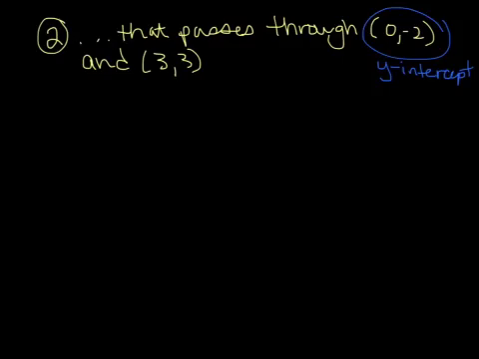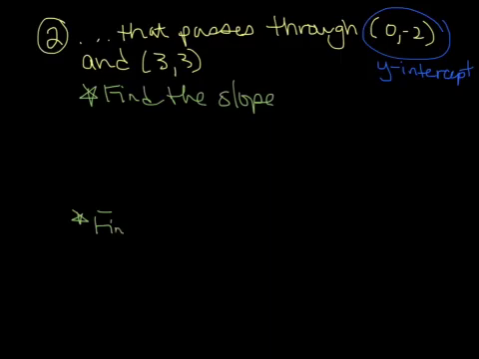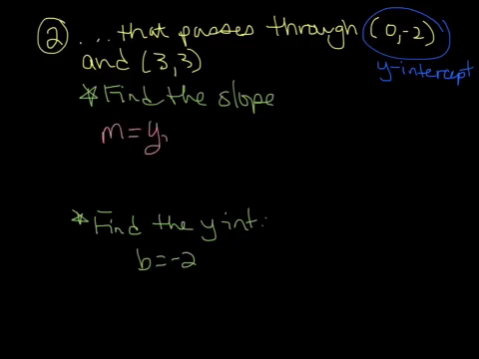We do, however, have to find the slope. So that's always going to be our two steps: find the y-intercept, find the slope. They did give the y-intercept to us. So we know the y-intercept is b equals negative 2. The slope, on the other hand, is a little bit harder. We have to use our general equation for slope, m equals y2 minus y1 over x2 minus x1.